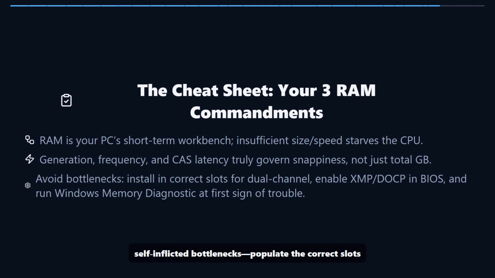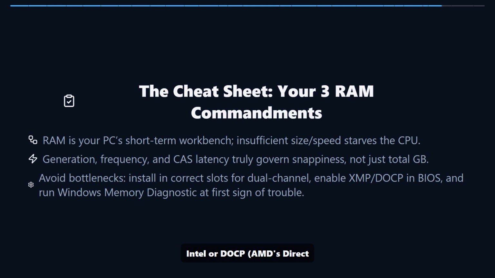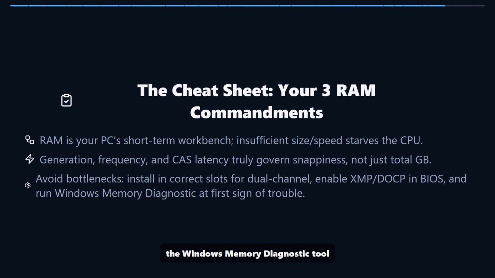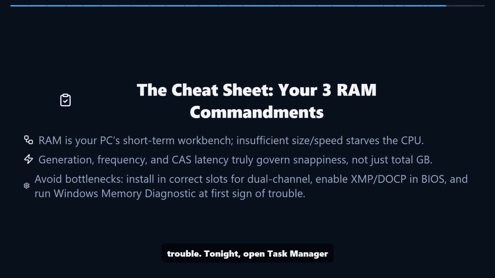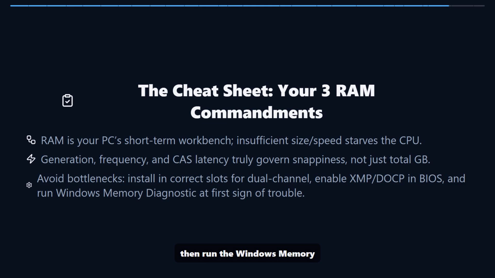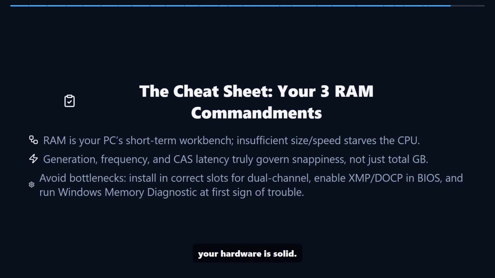Populate the correct slots for dual-channel, enable XMP for Intel or DOCP, AMD's Direct Overclock Profile, their version of XMP, in BIOS, and run the Windows Memory Diagnostic tool at the first sign of trouble. Tonight, open Task Manager and verify your RAM speed. Then run the Windows Memory Diagnostic tool just to know your hardware is solid.